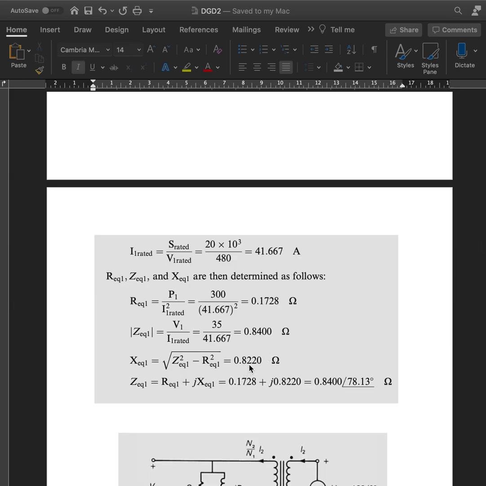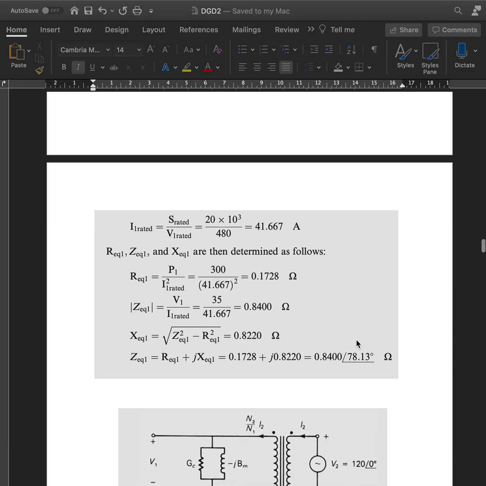So we find X equivalent to be 0.822 ohms, and Z equivalent can be written in terms of that again, and we put it right there. So we get 0.84 for that. You can always calculate along with me the way I'm doing right now, so you can just make sure that you're getting the concept of what's happening at this point. So, okay.